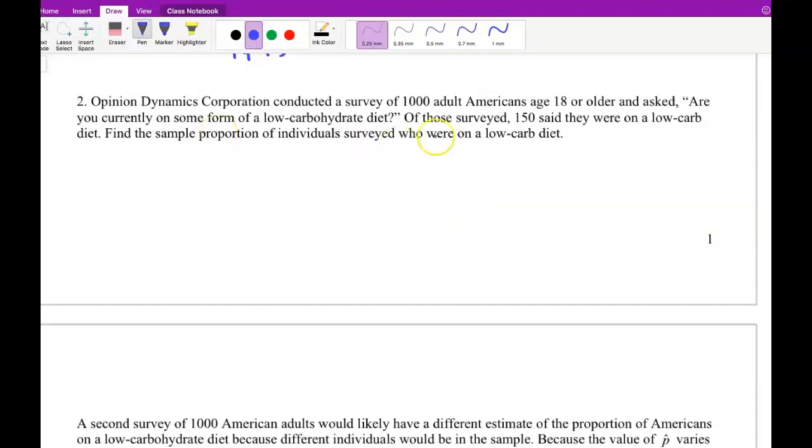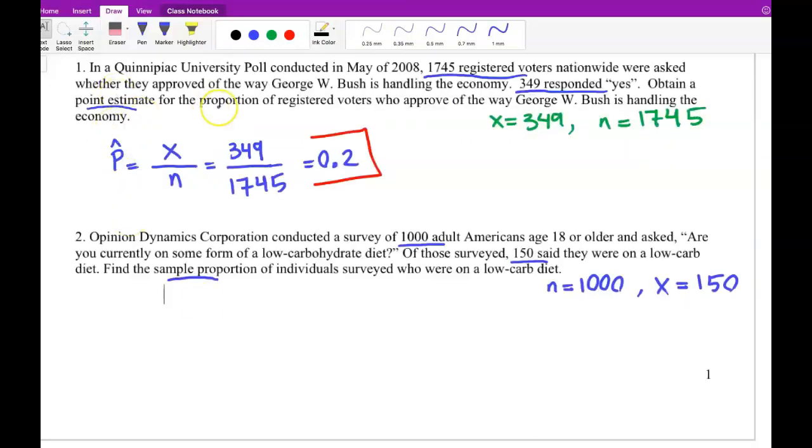Now, the next one. Here we have a survey of 1,000 adult Americans. So here 1,000 is n. They were asked, are you currently on some form of a low carb diet? And 150 said they were on a diet, so this is x. So n is 1,000 and x is 150. So find the sample proportion. Here is the point estimate, so we have the point estimate for the proportion.